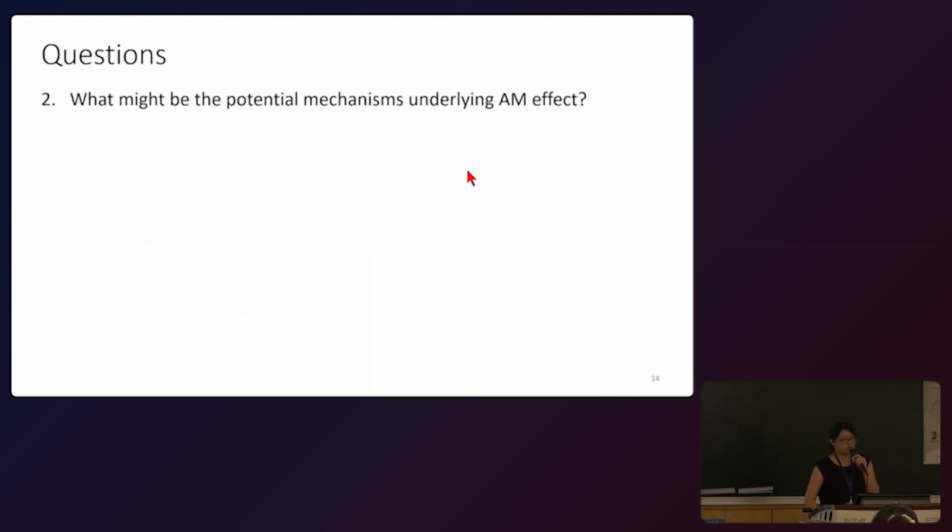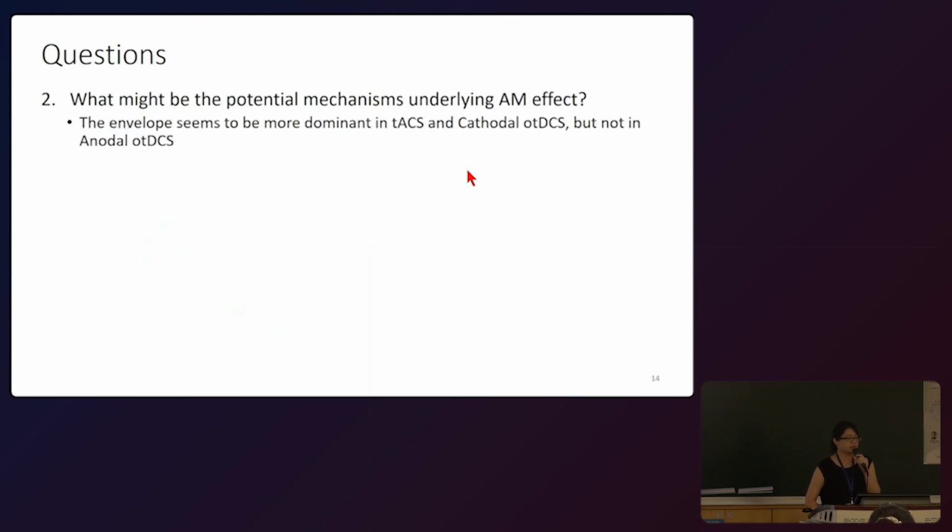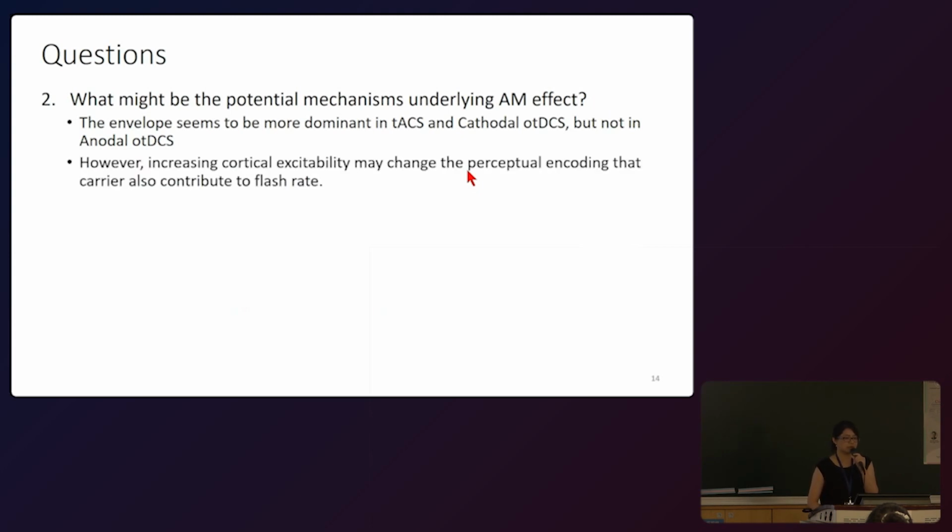So to answer our question, what might be the potential mechanism underlying the AM effect? We think that envelope information seems to be more dominant, especially in the TACS or consolidated OTPCS, but not in the other OTPCS. However, we are still studying this result; we think changing the cortical excitability may change the subjective percept.